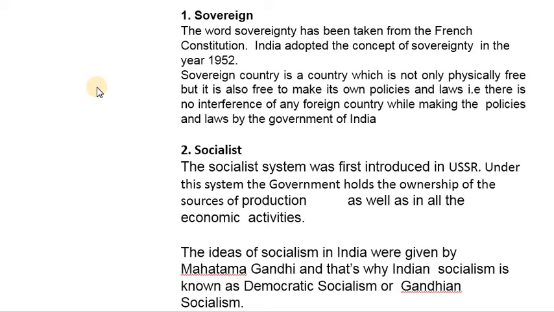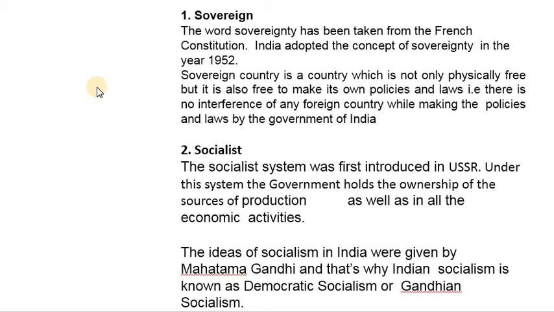The first one is sovereign. The word sovereign has been taken from the French Constitution. India adopted the concept of sovereignty in the year 1952. A sovereign country is a country which is not only physically free, but is also free to make its own policies and laws.